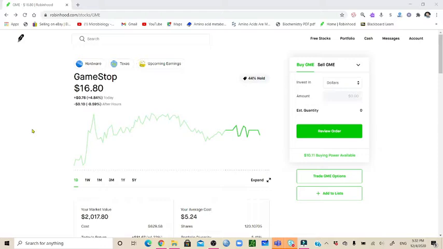Before we start, trading options can be very risky. You can lose most or all of your money at a very fast pace. So please trade responsibly. To get started, what is an option?